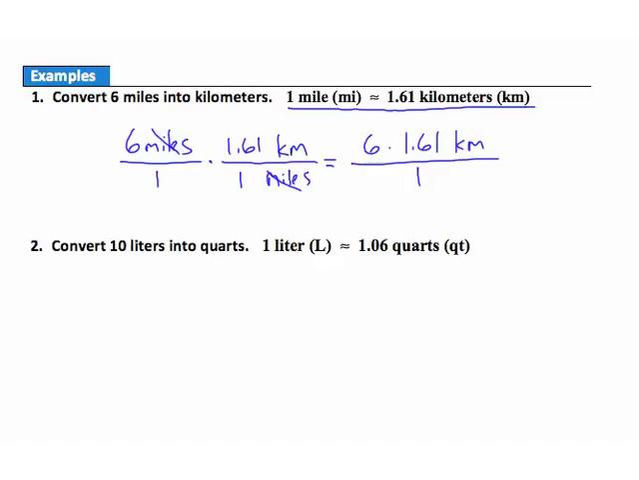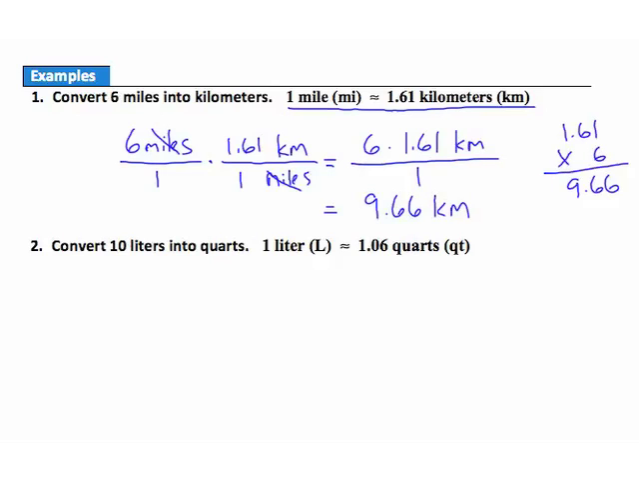So I need to take and multiply 6 times 1.61. So let's see on some scratch work. 1.61 times 6. When we do that multiplication, we're going to end up with 9.66. So coming back to our problem then, it looks like we're going to get 9.66 kilometers when I convert 6 miles into kilometers.